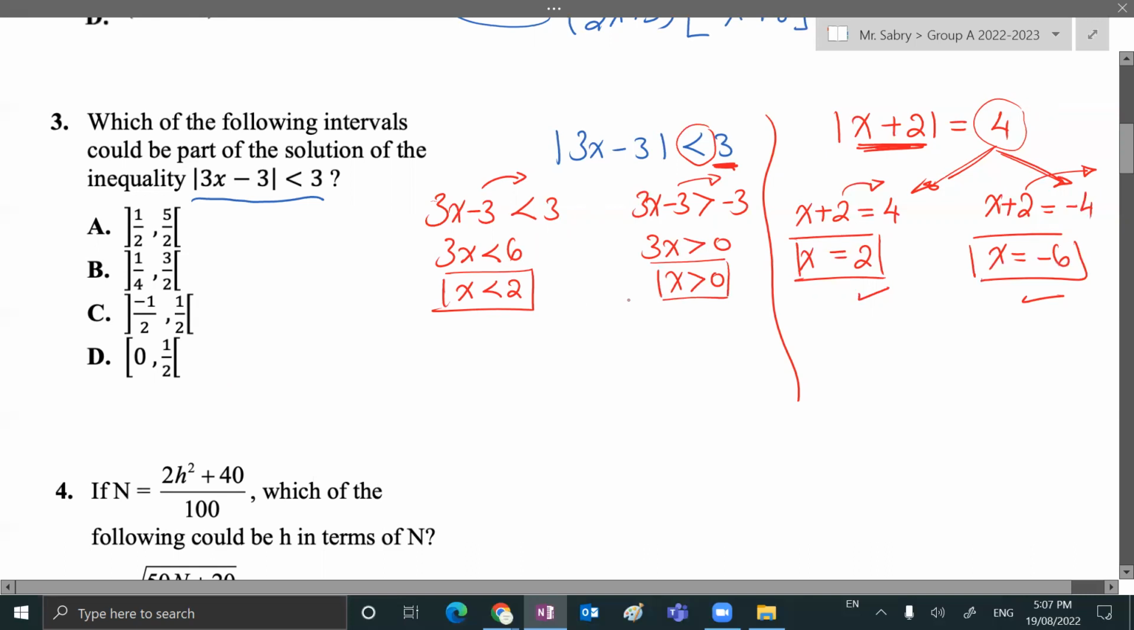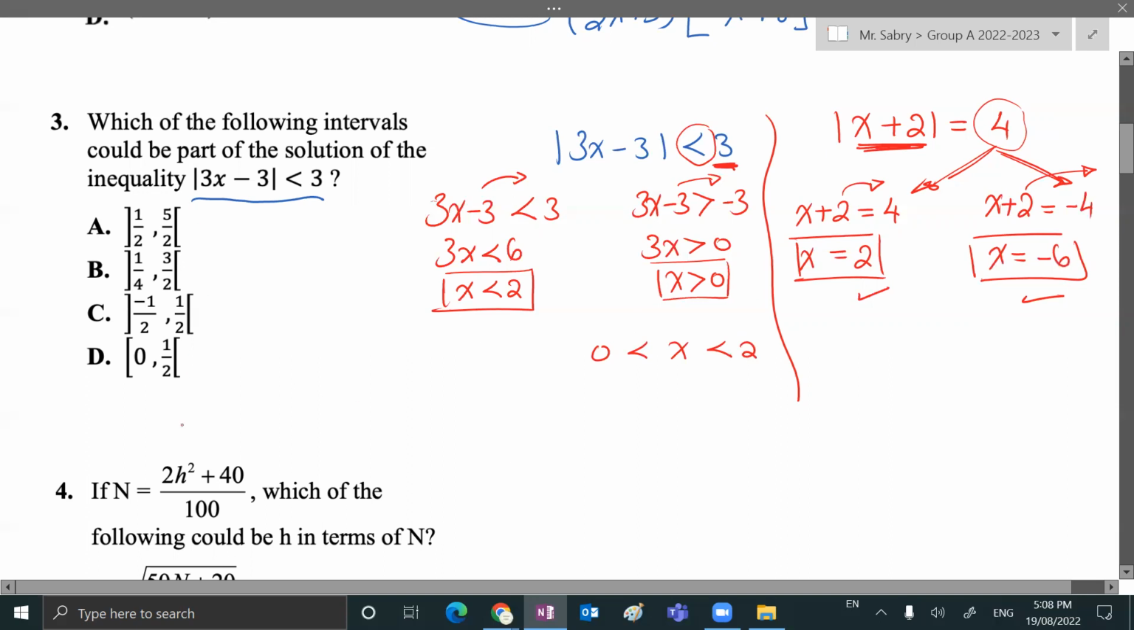X is bigger than 0 and x is less than 2. So what does that mean if x is bigger than 0 and less than 2? It means that x should be between 0 and 2. X is supposed to be less than 2 and bigger than 0. So it should be somewhere between 0 and 2.